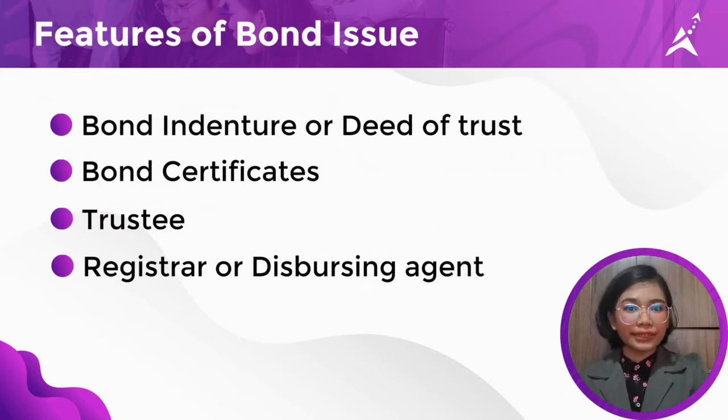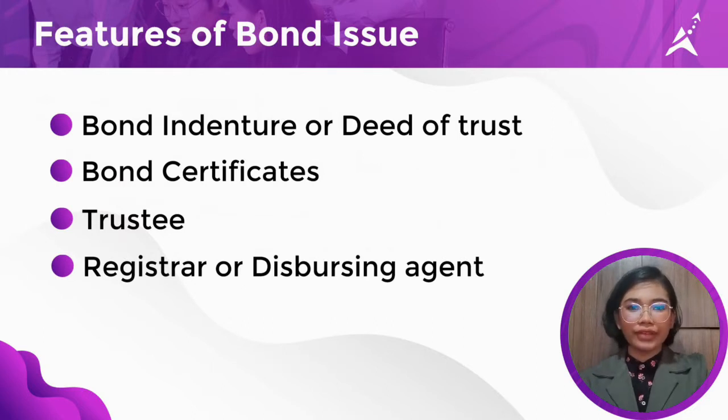If a security exists for a loan, then the trustee is named to hold title to the property serving as security. They act as the representative of the bondholders. Lastly, the registrar or disbursing agent, they serve as the middleman between the issuer and the investor.